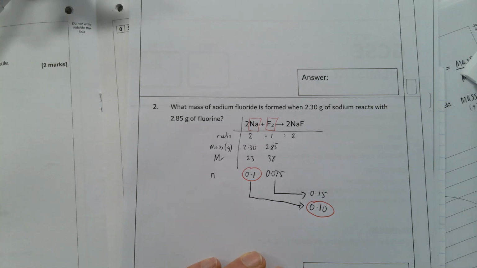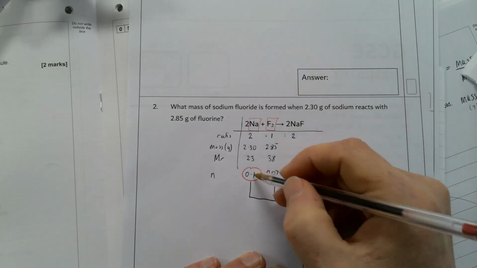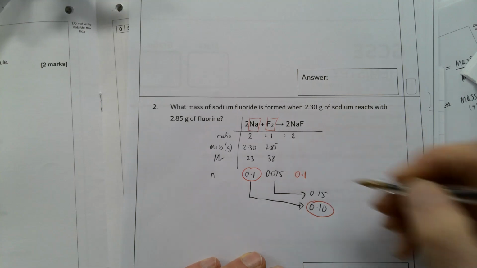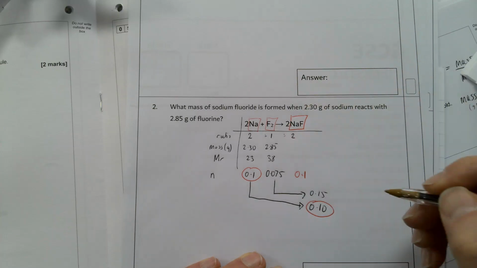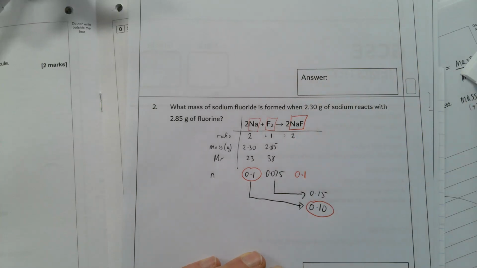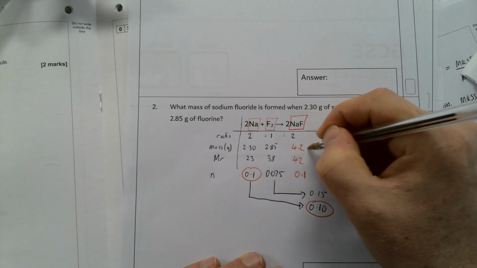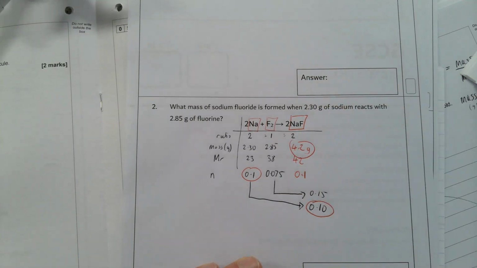Okay? So the limiting one is sodium, and we use that number there to work out the number of moles of sodium fluoride that's produced, which is 0.1. Multiply that by the formula mass, which is 23 and 19, 42, and so the answer is 4.2 grams. Okay? So I'm going to pause the video at that point and give you a different question to try along those lines, because it's still practicing a whole bunch of other skills.